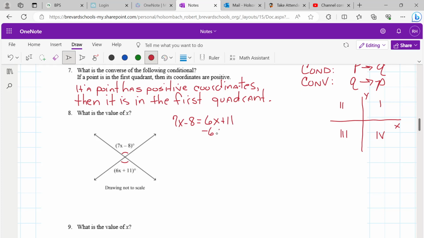We can subtract 6x from each side. So x minus 8 is equal to 11. And then add 8 to each side. And we get an x equal to 19.